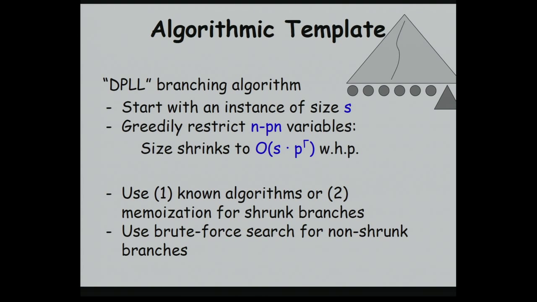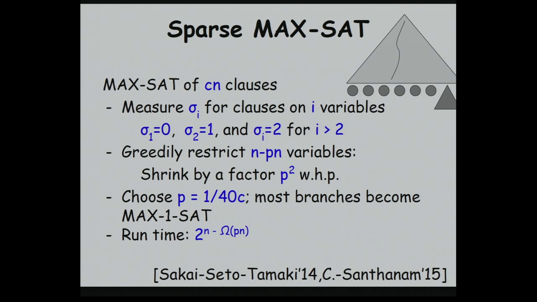Now let's see how I can use such a template to solve some other problems. Before that, when I say this size s, it can actually be generalized to be a weight function or general measure. So people have tried to use this measure of weight function in order to improve the shrinkage exponent. And if we can improve the shrinkage exponent, it implies a better algorithm. Okay. So now let's see how to use the same algorithm to solve Sparse MAX-SAT.